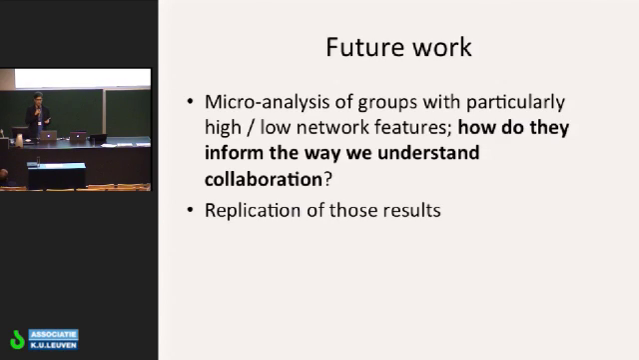So for instance, a group that has a very high betweenness centrality, what does that mean in terms of collaboration, in terms of the things that they say while they're analyzing the contrasting cases that they had to use. And something else that I have to do, obviously, is to replicate those results.